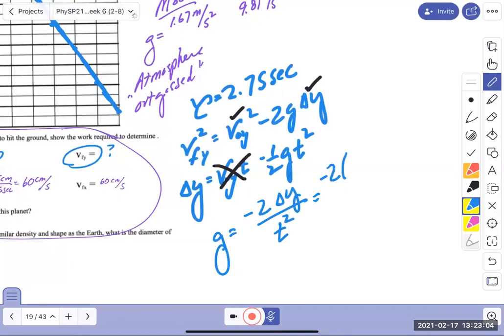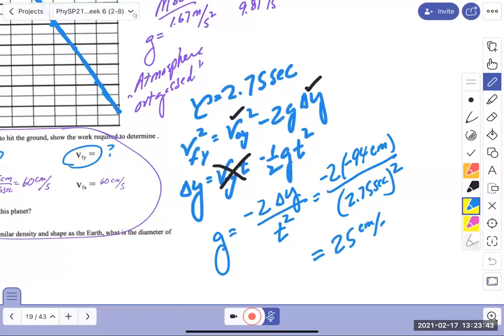Minus 2 times negative 94, because somebody earlier said, I thought you said g wasn't negative. No, it isn't, because delta y is negative. 94 centimeters divided by 2.75 seconds squared. So you punch it in, and what do we get? I think you get like 0.25. Let's say 0.25, close enough. So g is actually 25, with these units. So g is 25 centimeters per second squared.